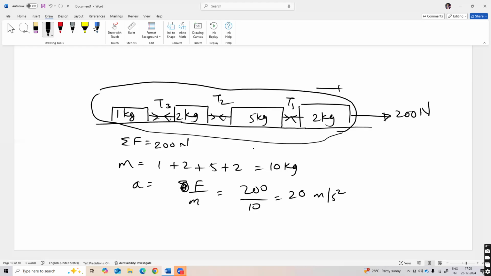So every mass is moving with the same acceleration, 20 meter per second square. It cannot be different. They have the same velocity and same acceleration. If any one of them has a different velocity, then the string will break. Okay. So now let's draw the free body diagram of this rightmost mass, which is 2 kg.